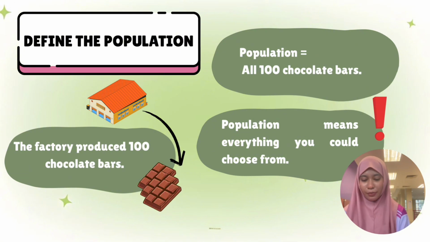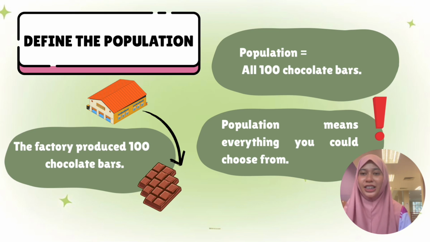Now, I will explain the steps of systematic sampling using a chocolate factory as an example. Imagine a chocolate factory produces 100 chocolate bars every day. Before selling them, the factory needs to check the quality of the chocolates. However, it is not practical to test all 100 chocolate bars because it will take too much time and the chocolate will have to be opened. So the factory used systematic sampling.